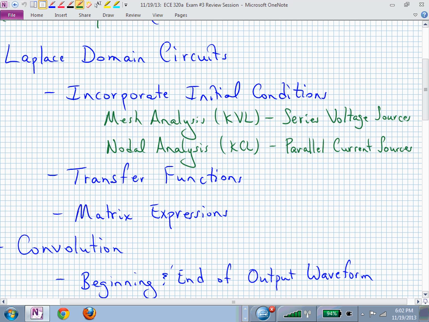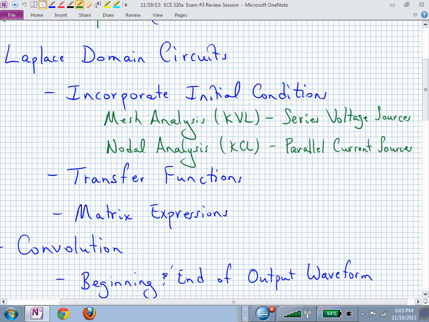Depending on which of those you might want to do or which of those you are asked to do, the problem may say, assume you are doing node voltage analysis. That's a big clue. Okay, I need to do current sources for my initial conditions. I need to incorporate my initial conditions as parallel current sources. You need to be comfortable doing either of those.